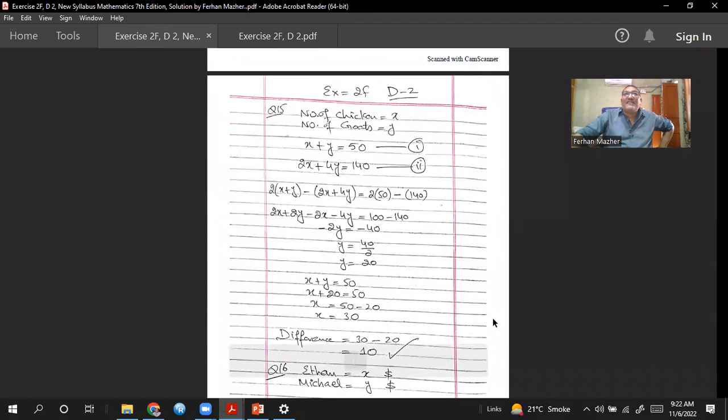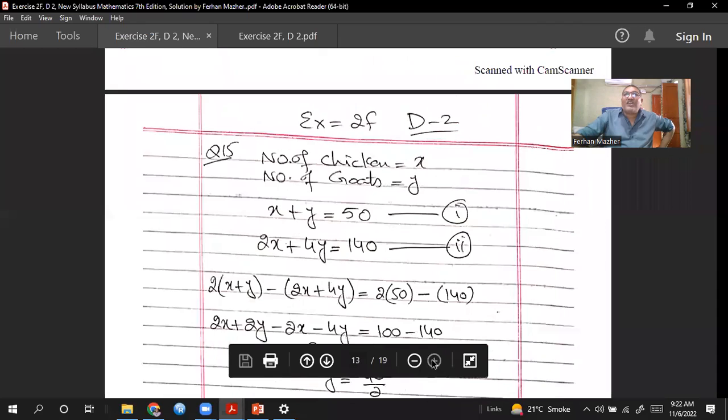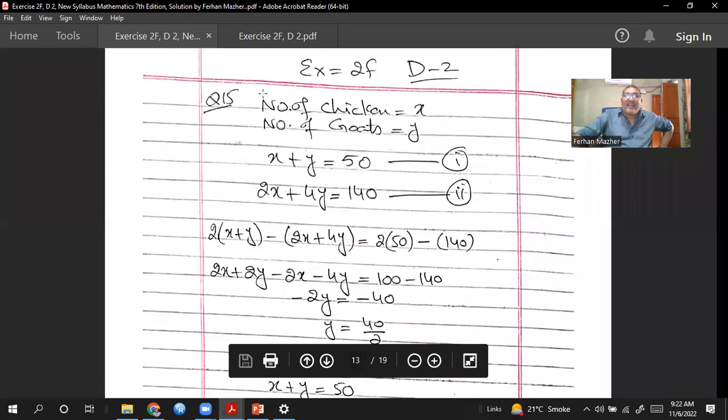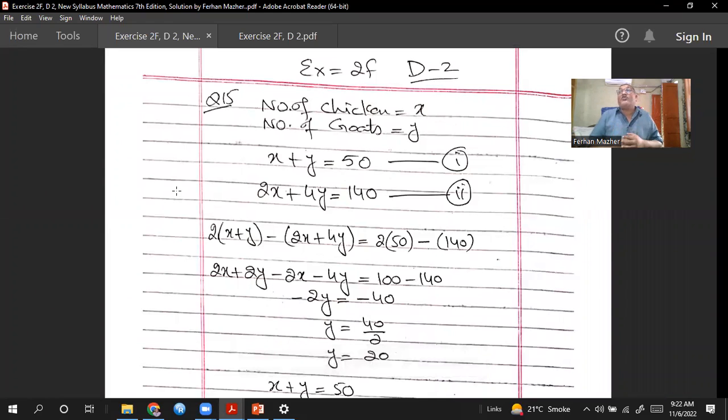So we will suppose that the chickens are x and the goats are y. The number of heads is 50, so the number of animals is 50. So x plus y is equal to 50. Each chicken has 2 legs and each goat has 4 legs. So 2x plus 4y, the total legs, is 140. So 2x plus 4y equals 140. That's my second equation.